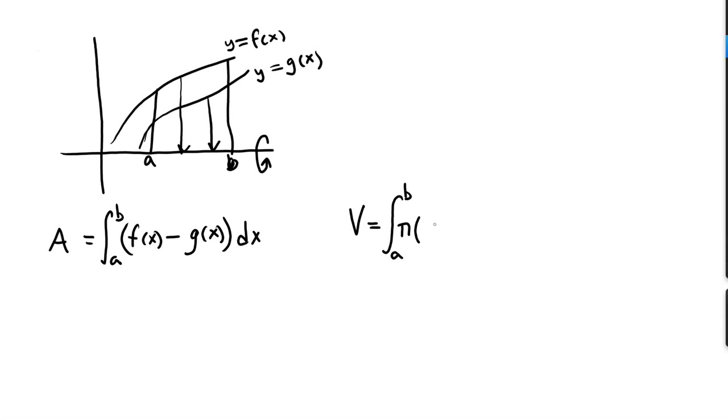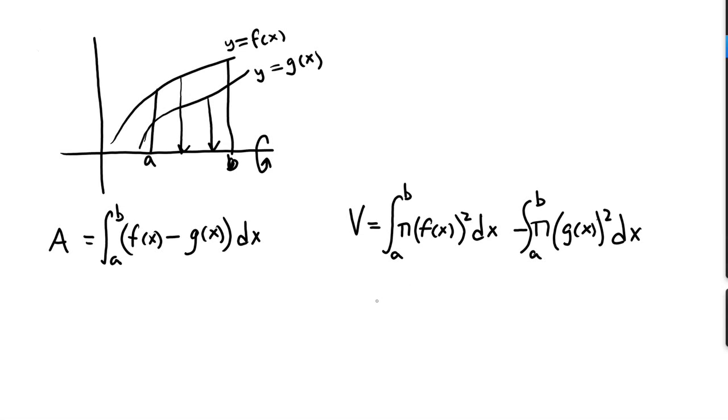The larger volume is given by f of x squared dx minus pi times the smaller volume, which is g of x squared dx. I'll write it this way for now.